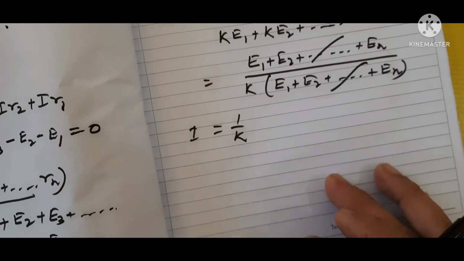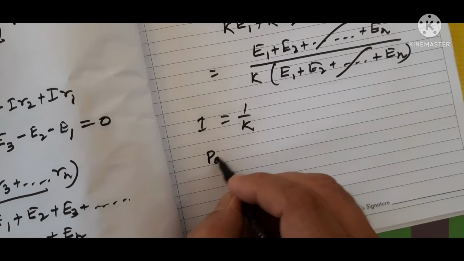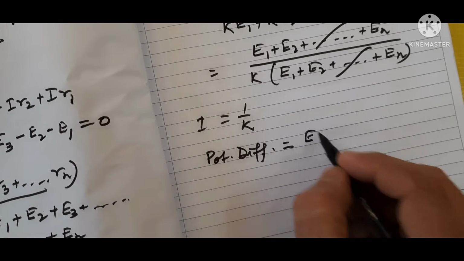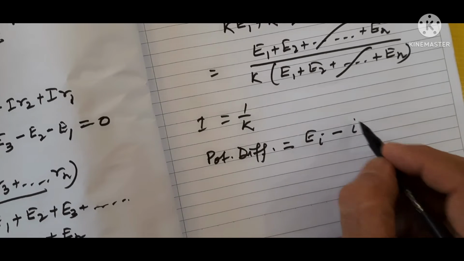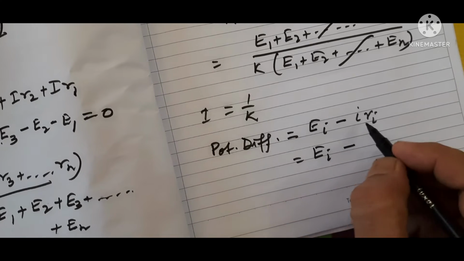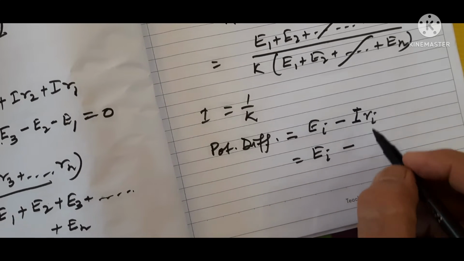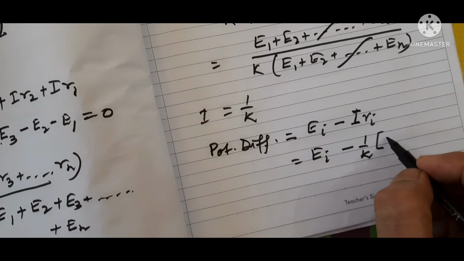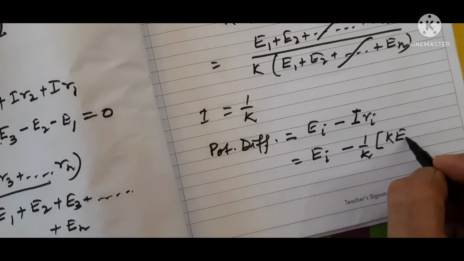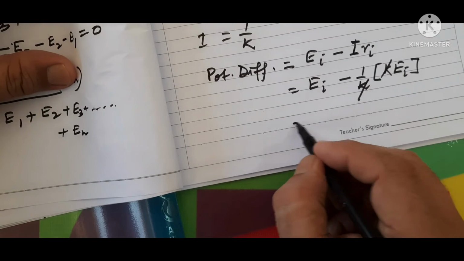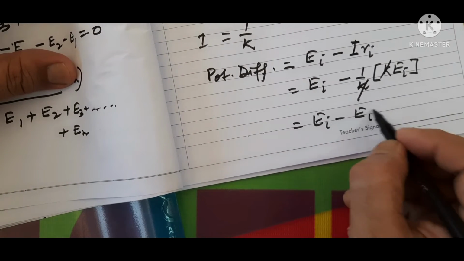Now the point is potential difference is equal to Ei minus potential drop, that is I into Ri, is equal to Ei minus, in place of capital I I am writing 1 by K, into, and Ri is equal to K Ei, already given, so K cancels, so ultimately you will get Ei minus Ei, that is equal to 0.